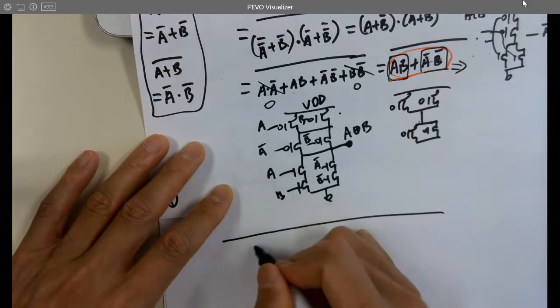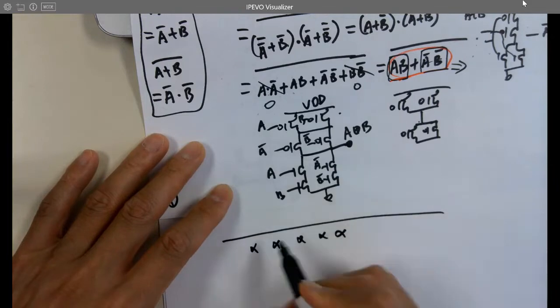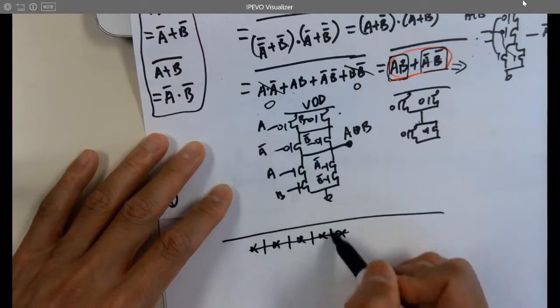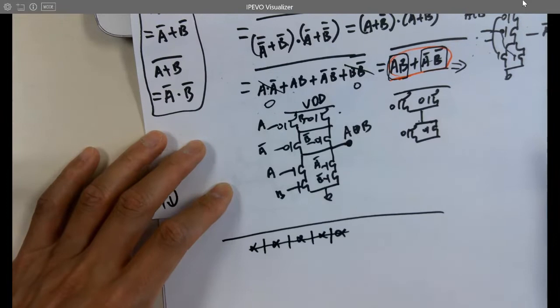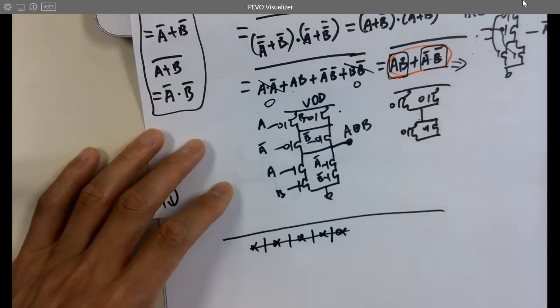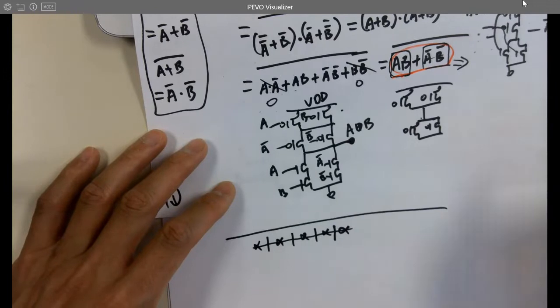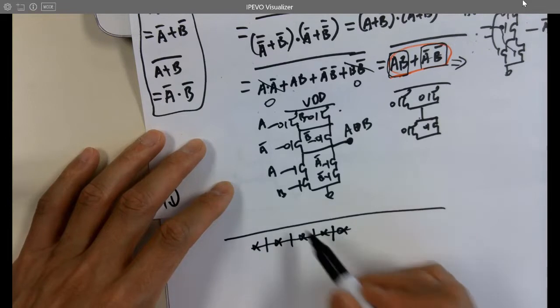Let's see if we can do it. 1, 2, 3, 4. We have 4 gates, which means we have 4 transistors. How many gates do you have? How many transistors do you have? 4 gates, 4 transistors. So we have 4 transistors here. Are these all connected in series or not? You don't know yet. It depends on the connection. I haven't done that yet.